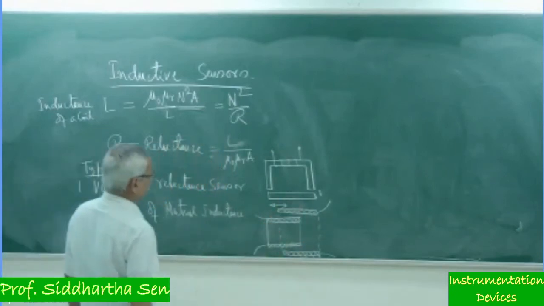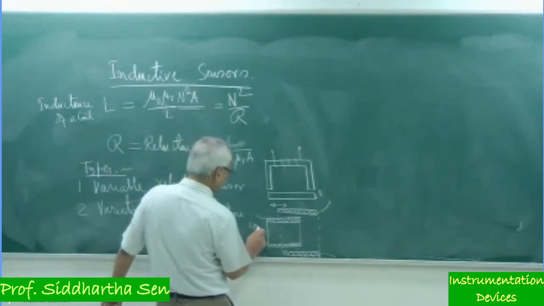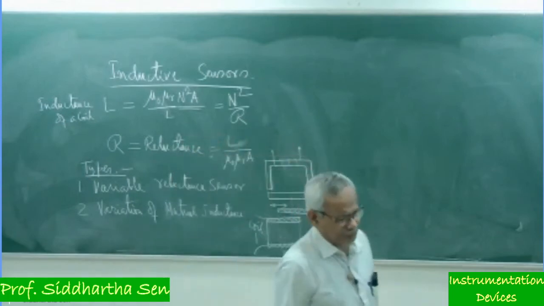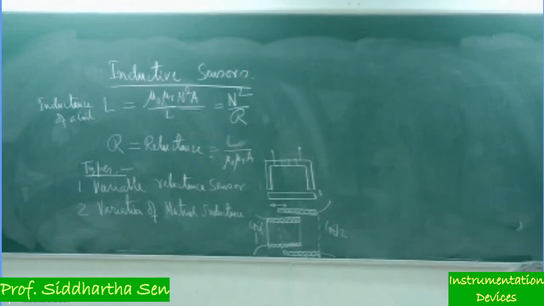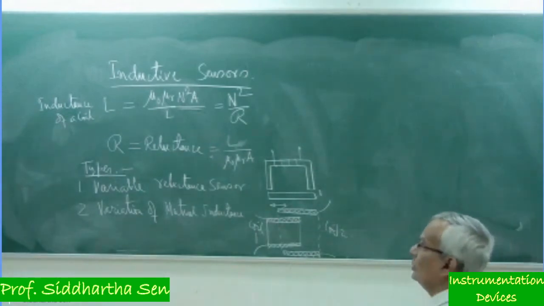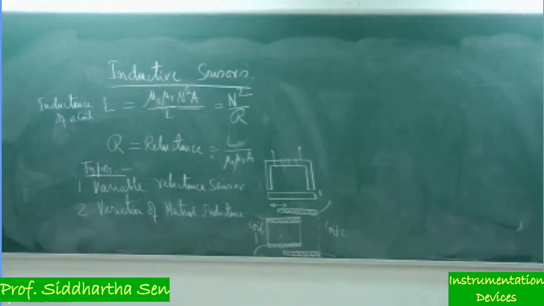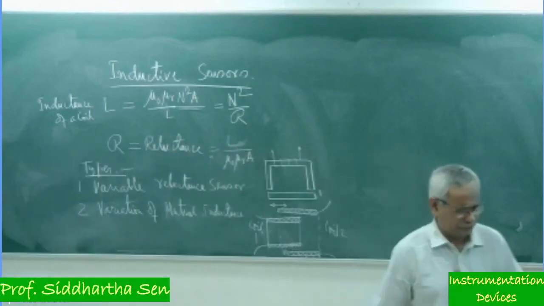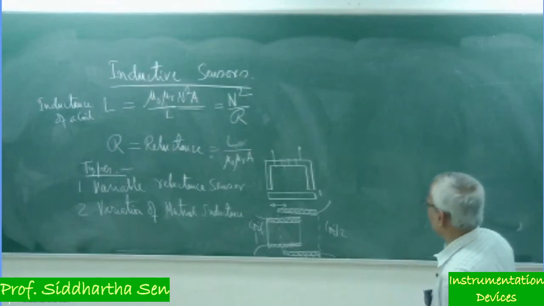So as a result, if this is coil 1 and this is coil 2, if we vary the distance, the mutual inductance between coil 1 and coil 2 will be changing, and in that way we can measure the distance also. So it's a variation of the mutual inductance. We'll see that LVDT is a common term and a very popular type of displacement sensor. It is based on the variation of mutual inductance.